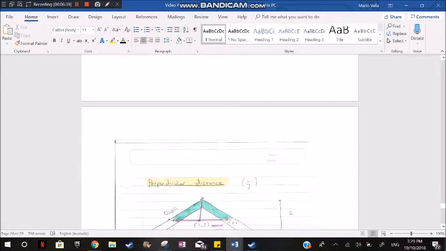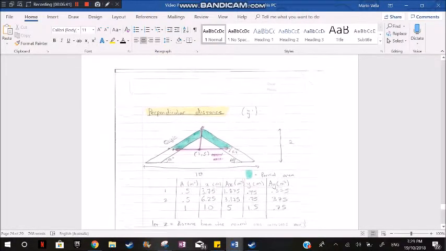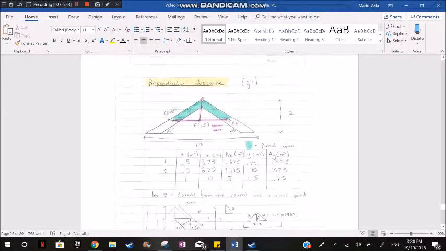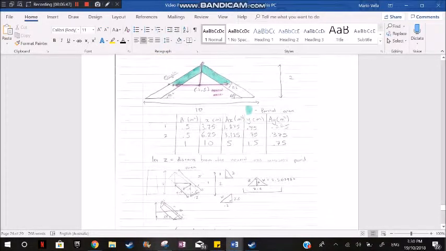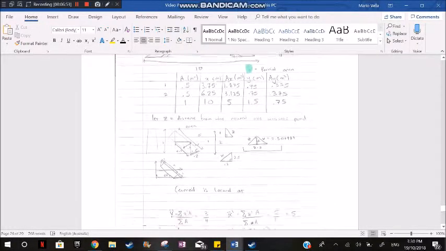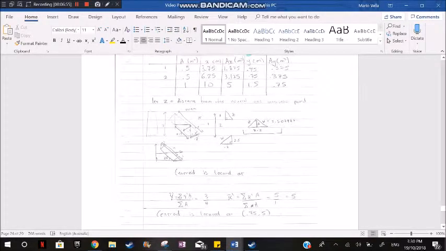And this was summing up this moment of inertia. And this bit down here, this is just some other stuff I was doing, thinking of other ways to do it, but didn't end up using it, so ignore that. And ended up getting it. Centroid was at 0.755.